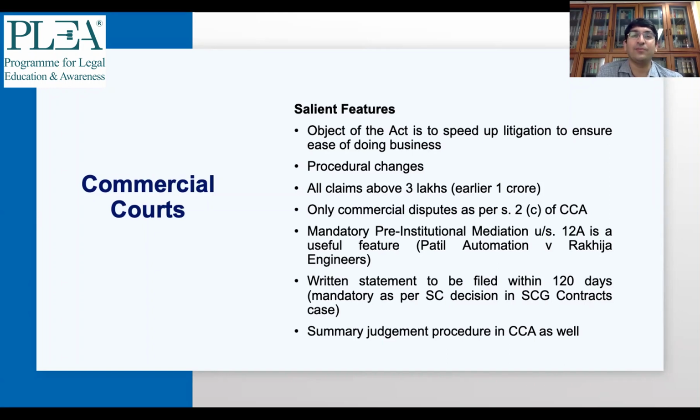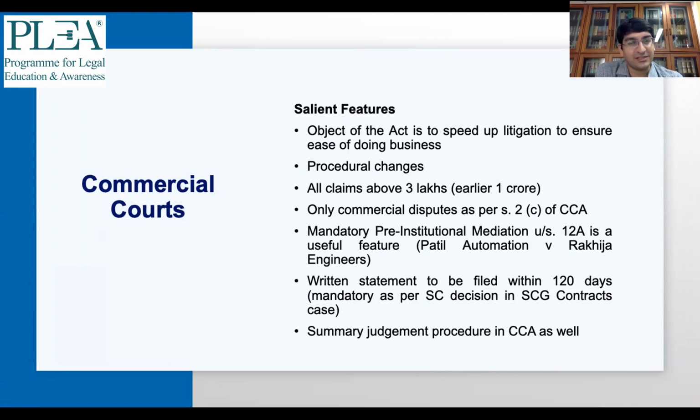So this is again a very important point, because debt recovery matters are usually straightforward. Or even if there is a dispute, it's not going to be a very big dispute. So ideally, if it can be settled through mediation and conciliation, that would be in the best interest of both the creditor and the debtor. So this is a good forum to explore that, and you undergo the process of mediation even before approaching the courts.